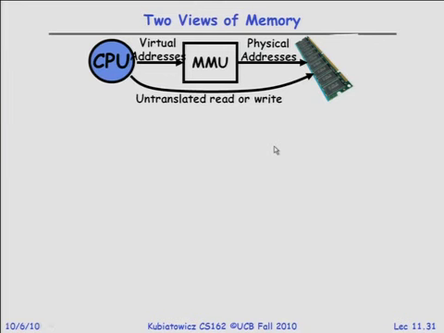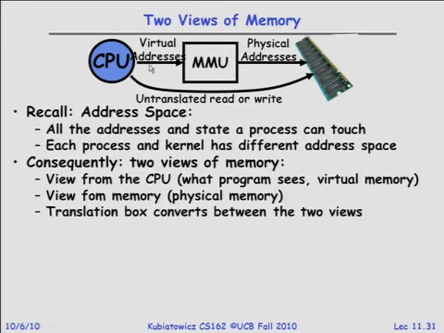Oh, and by the way, in theory, you can have the CPU go to untranslated addresses by going around the MMU. So what's an address space? This is basically the set of addresses the process sees. Every process and the kernel have a different address space. So you could say that there's two views of memory in this system. One is the view from the CPU, those are the virtual addresses. And the other is the physical address view.